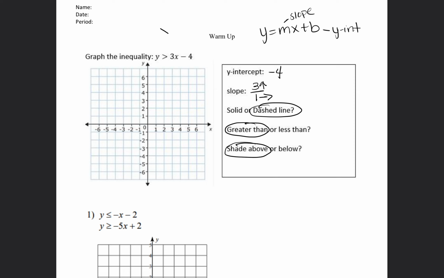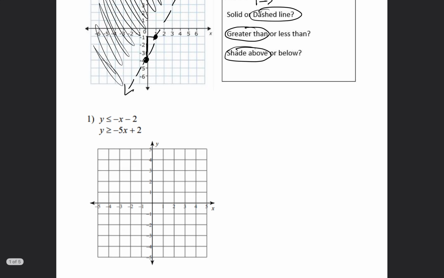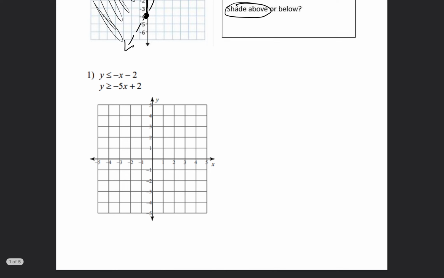So again, if you have trouble remembering the greater than, when you extend it, you're 0. Because it's pointing toward the positive, that's greater than. So I'm going to plot these points. I have a -4. And I'm going to count up 1, 2, 3, right 1. And then I said it's a dashed line, so I'm going to connect them with a dashed line. And then all I'm going to do is color above. And then that's it. Now the second one, what I'm going to do is one at a time.